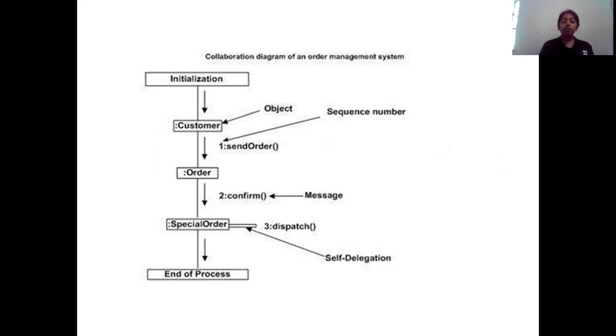To choose between these two diagrams, emphasis is placed on the type of requirement. If the time sequence is important, then the sequence diagram is used. If organization is required, then the collaboration diagram is used.